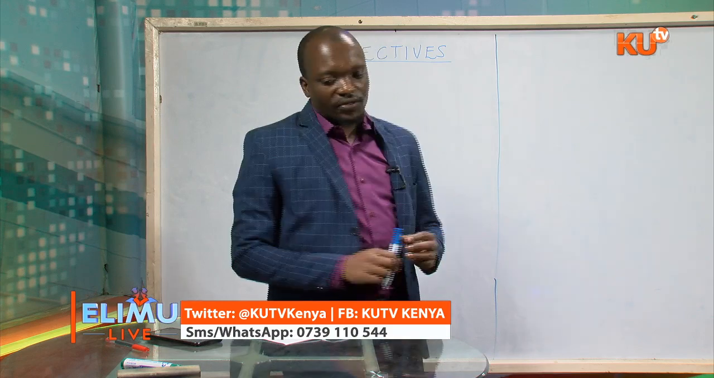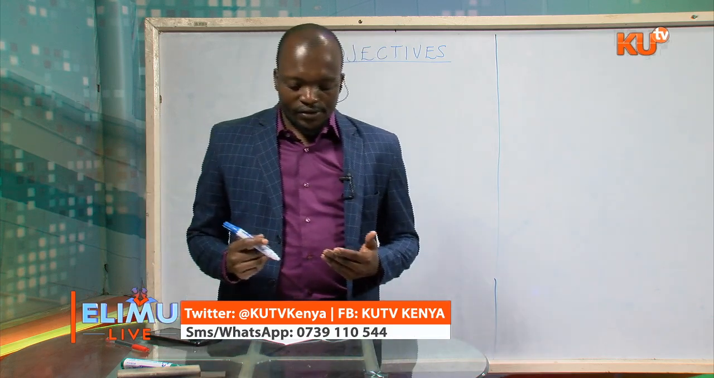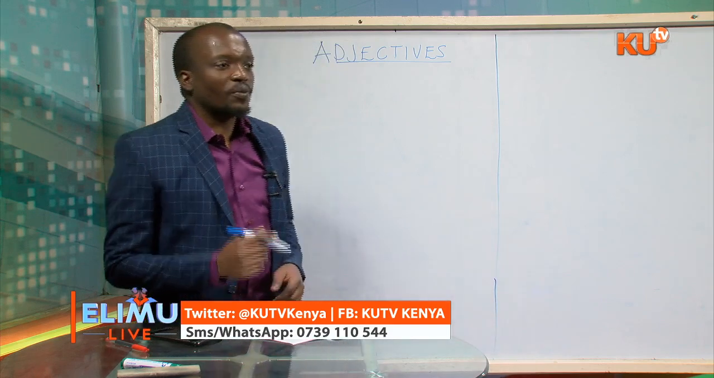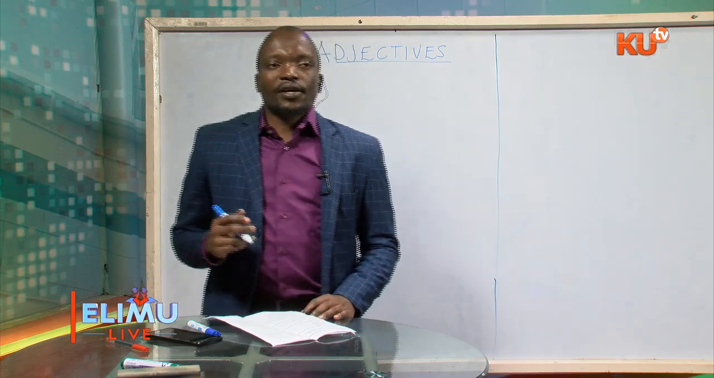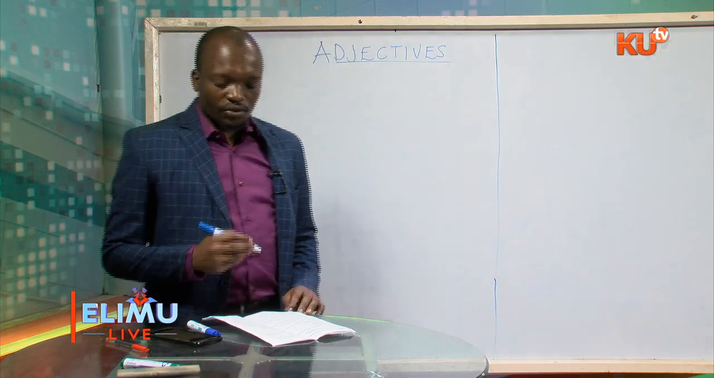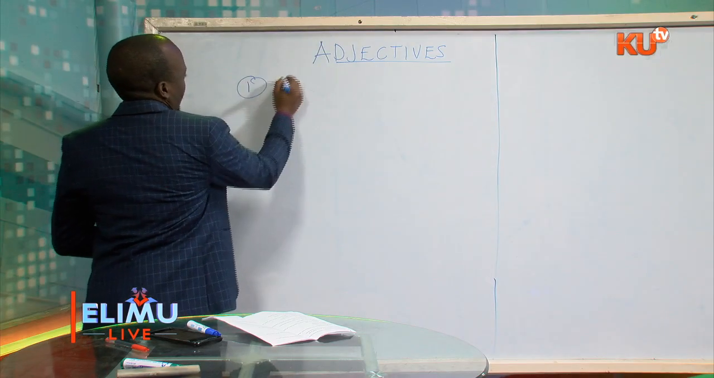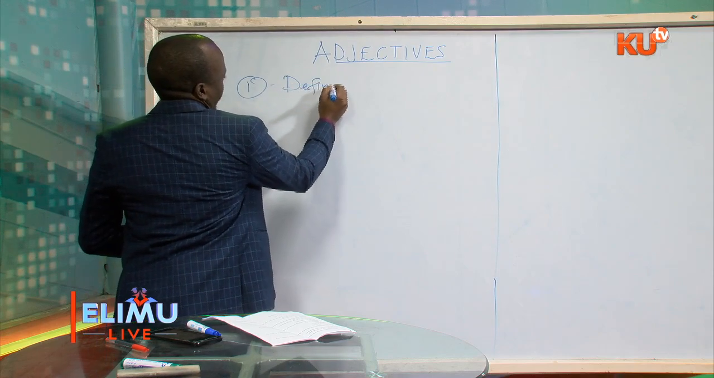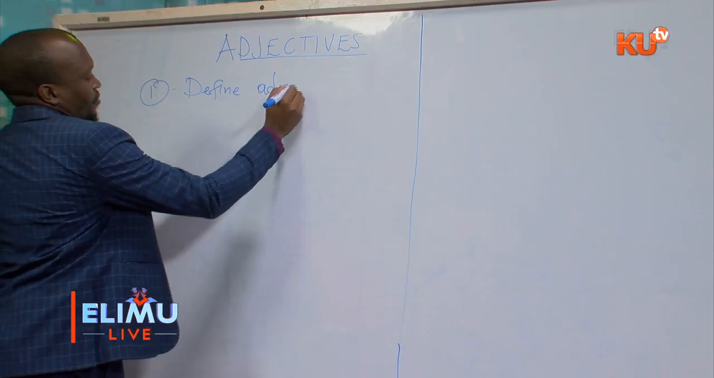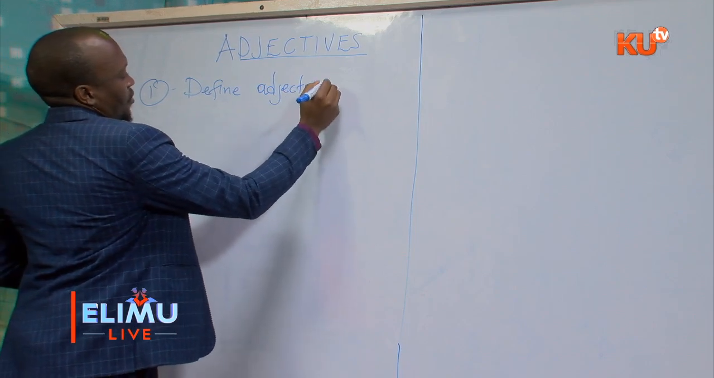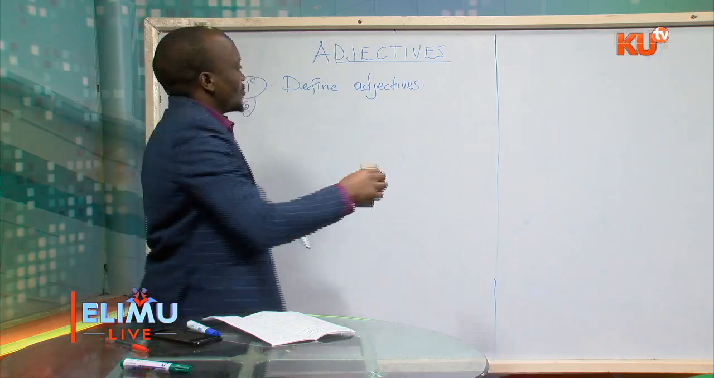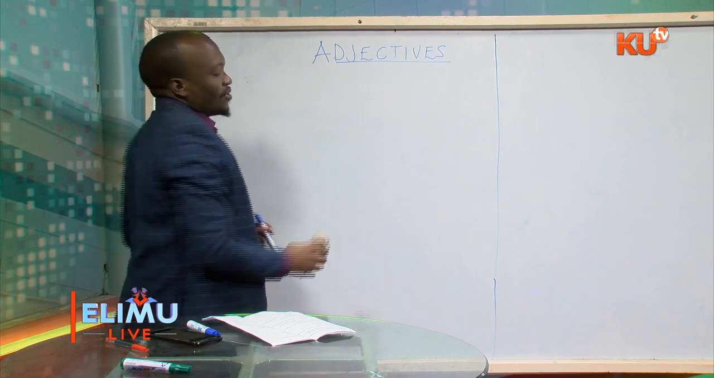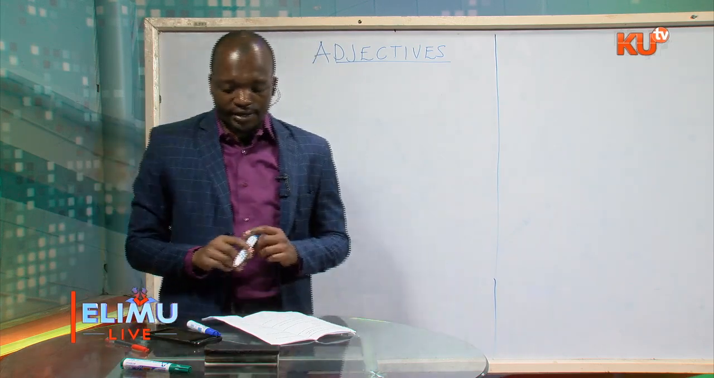I want to start by giving what we call the expectations or the objective of the lesson today. By the end of this lesson, it will be my desire that you'll be able to, one, define adjectives. That will be number one. And the number two I'll give when I'm midway through my lesson.